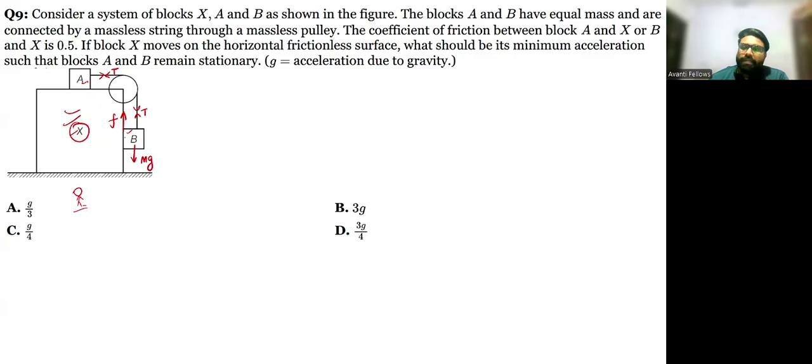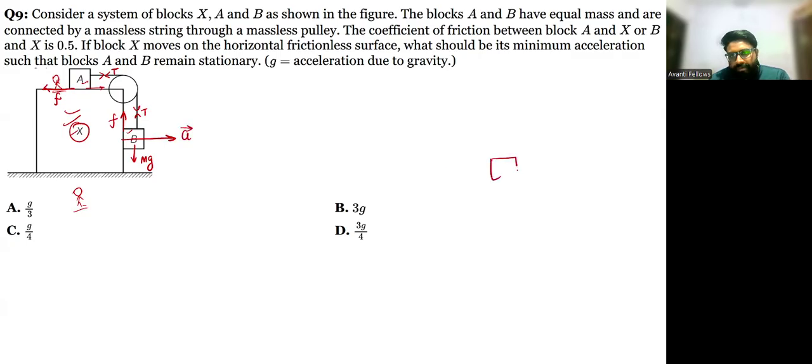So these two blocks A and B are in a non-inertial frame of reference in which we cannot apply Newton's law. So for that, we have to consider the concept of pseudo force here. So we will be sitting on this and observing the motion of A and B. Now, if B is moving downward, A will try to move in this way. So oppositely, a value of friction will act.